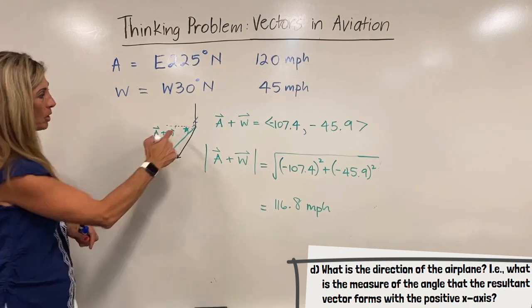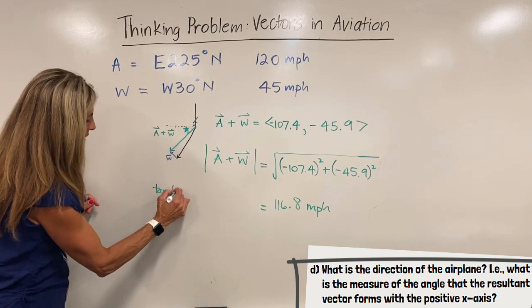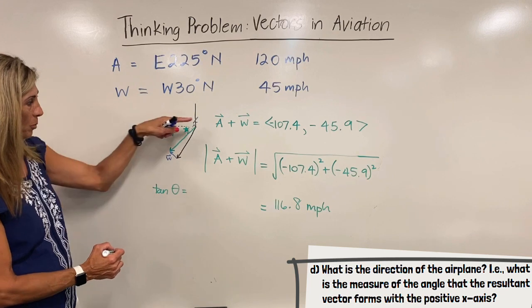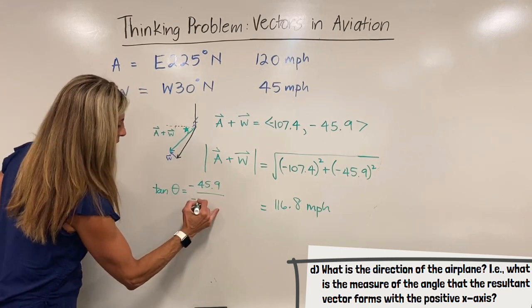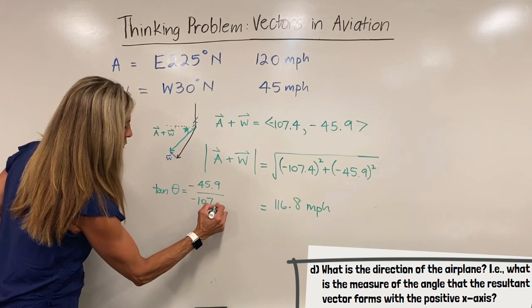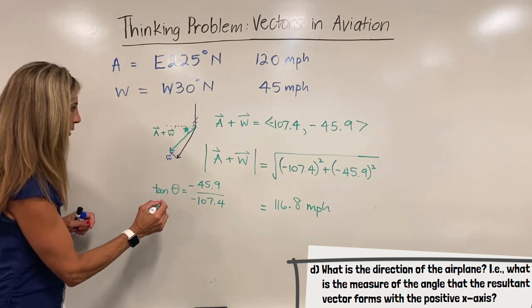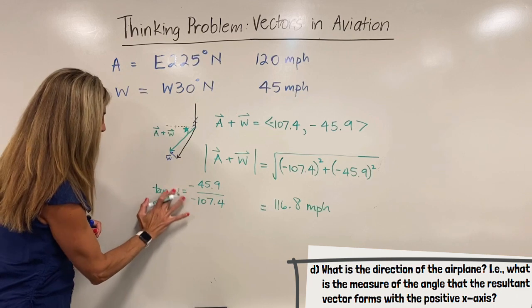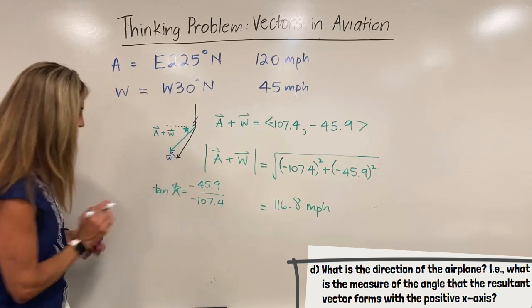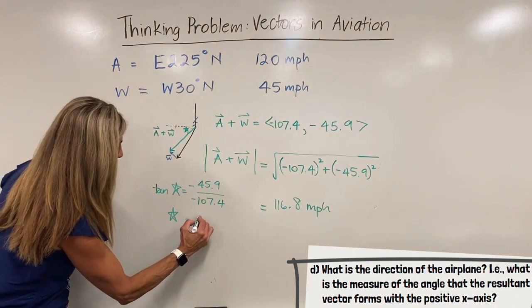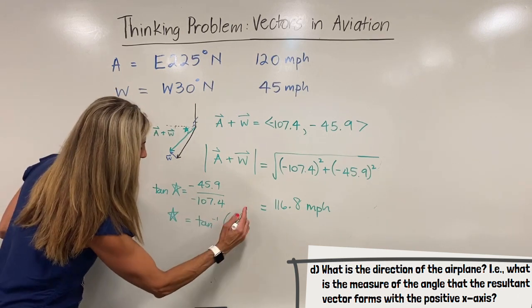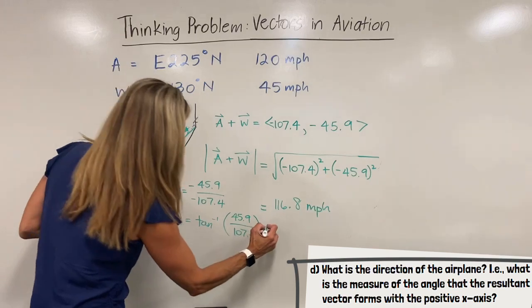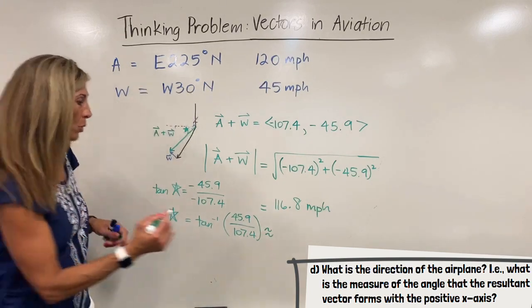So recall, to find this angle, we know tan of theta is the vertical measurement over the horizontal. Negative 45.9 divided by negative 107.4. We want that angle, and I called it star, so let me change this to star. So our angle happens to be the inverse tangent. Negative divided by negative would be positive, and this is approximately 23.1 degrees.